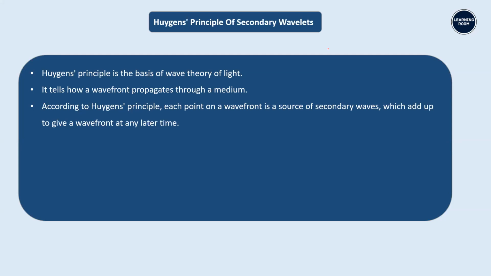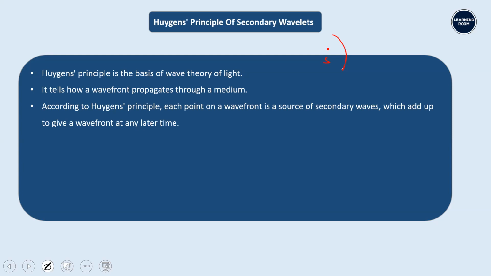So according to this principle, each point on a wavefront, I repeat it, each point on a wavefront acts as a source for secondary waves, right? And those secondary waves add up to give a wavefront at any other later time. The meaning of this is, let's say I have a point source, and this point source will generate a spherical wavefront like this.